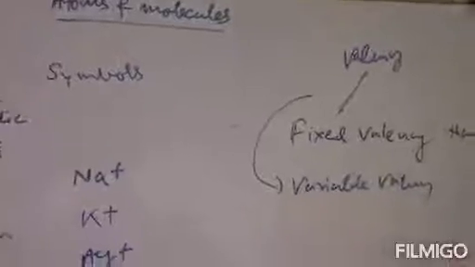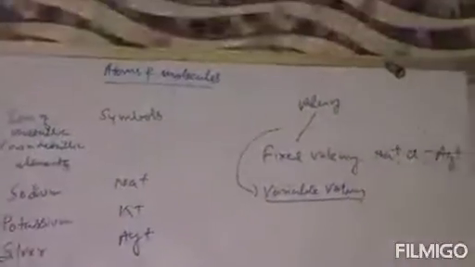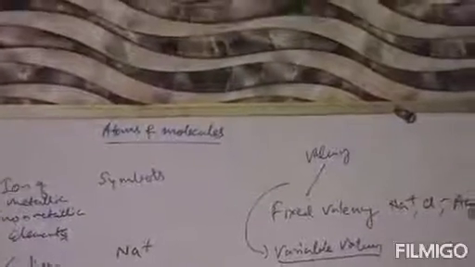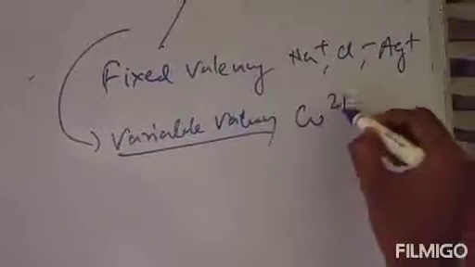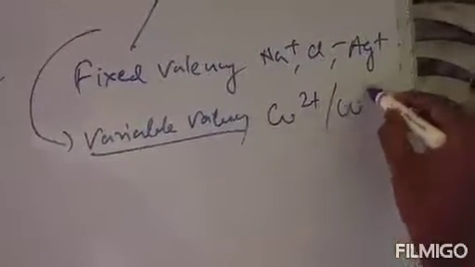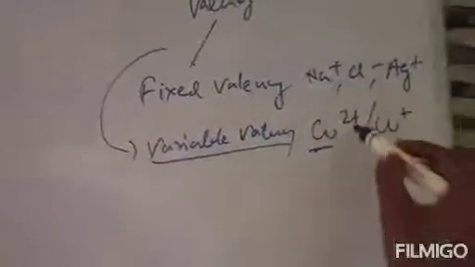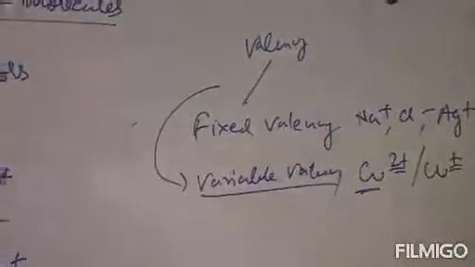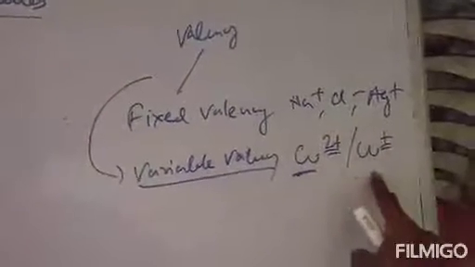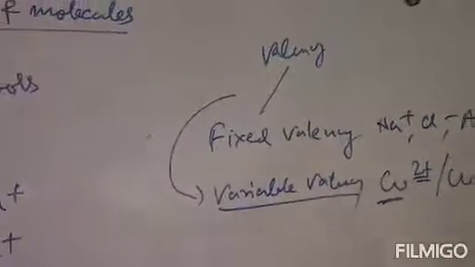These are known as fixed valency. But in the case of variable valency, the number of charges, plus or minus, can vary; they are not fixed. For example, in the case of copper, Cu2+ is also found and Cu+ is also found. That means over the copper metal a 2+ charge can be present, or sometimes only a single charge can be present, depending on the element it forms a compound with.